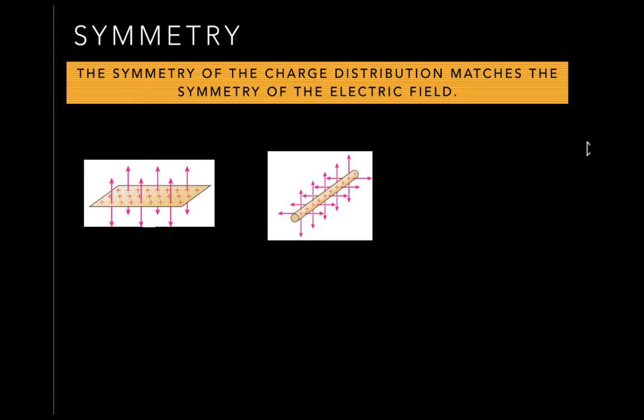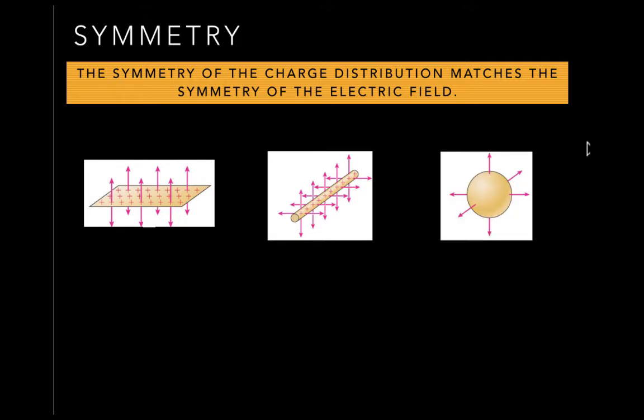Okay? And then a sphere is a lot like a point charge. You have electric field lines pointing out in all directions. Now these are all pointing away from the charge because these charges are positive. Okay? If they were negative, what do you do? You change the direction of these arrows.